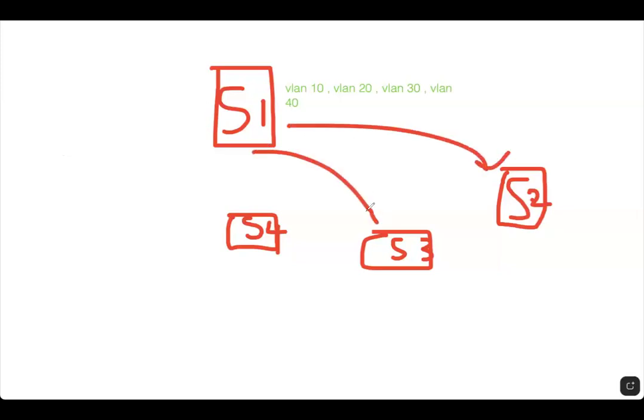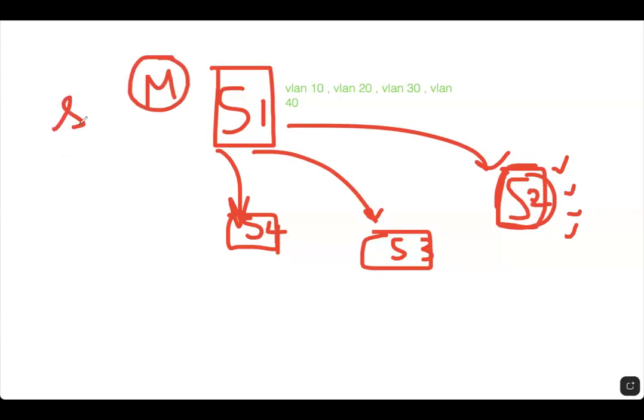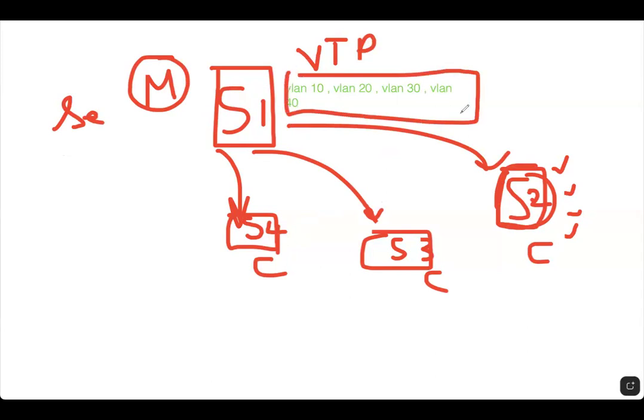these switches. Instead of you manually logging into each switch and creating VLAN 10, 20, 30, 40 on each switch, you can put this as the master, which is called the server mode. And then you can put these as the slaves or the client mode. And you can use a protocol called VTP, where you can push this VLAN database to all the switches without manually configuring it. That is VTP.